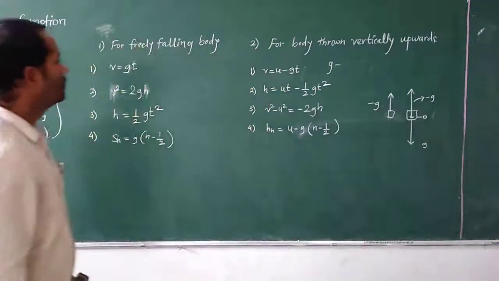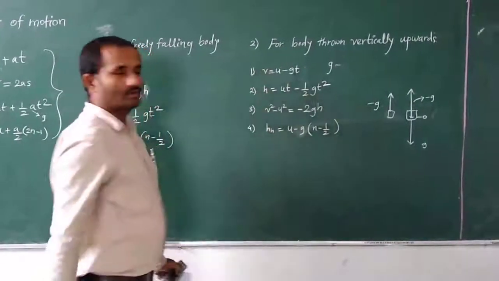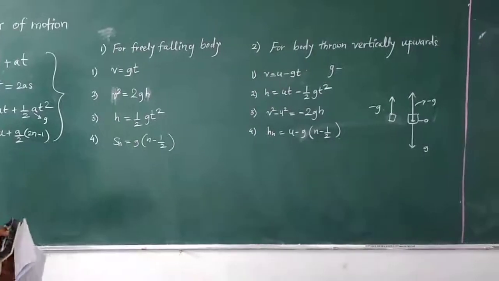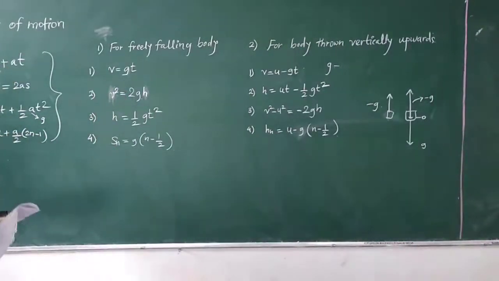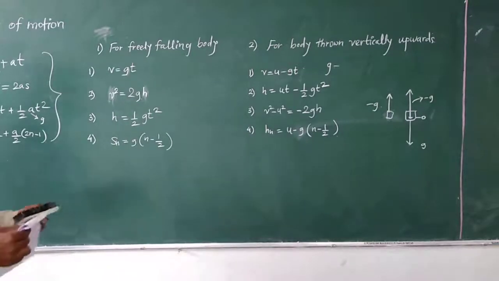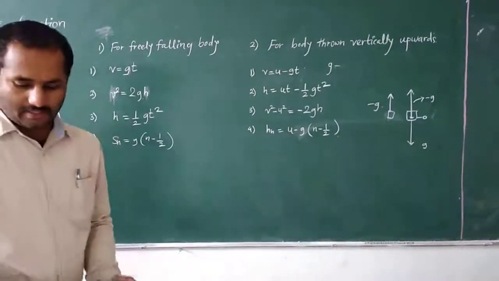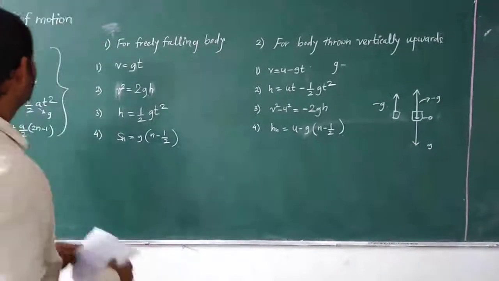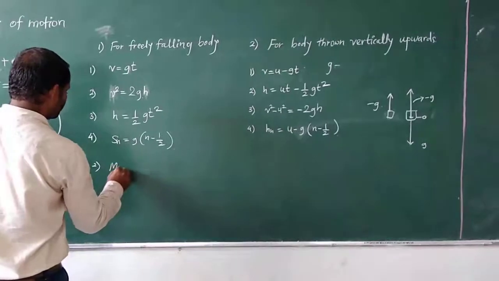So these are the 4 equations for a body thrown vertically upwards, and these are the 4 equations for a body falling freely. Then how to calculate the maximum height? So we will write here the equation for maximum height.